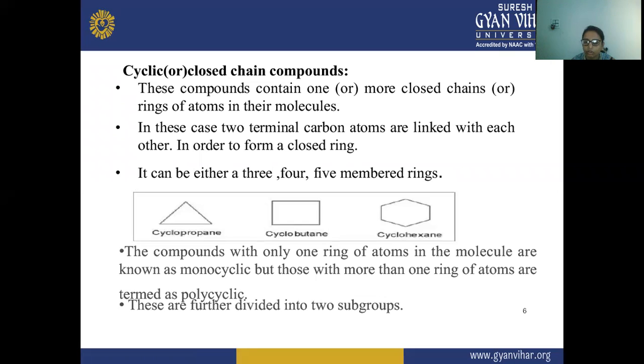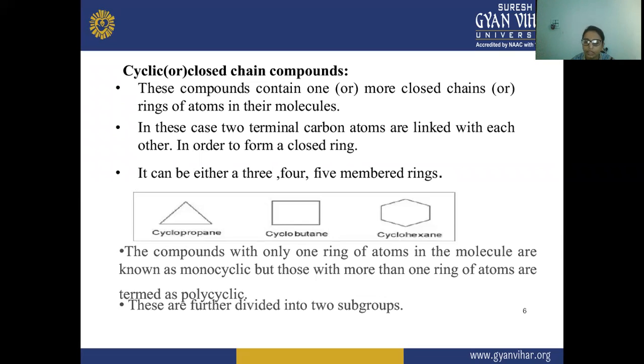And the cyclic or closed chain compounds contain one or more closed chains or rings of atoms in their molecule. This line says that the compounds contain one or more closed chains, meaning एक या एक से ज्यादा closed chain or ring of atoms in their molecule.